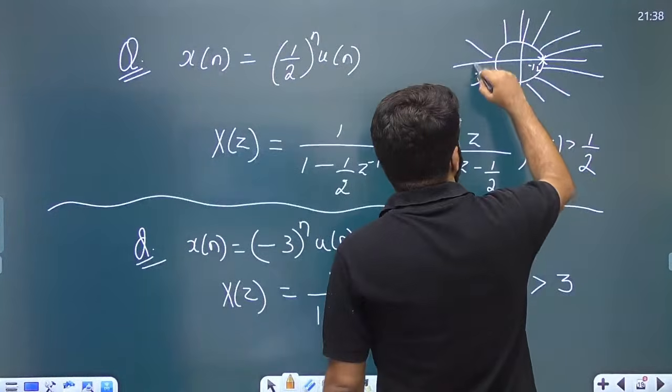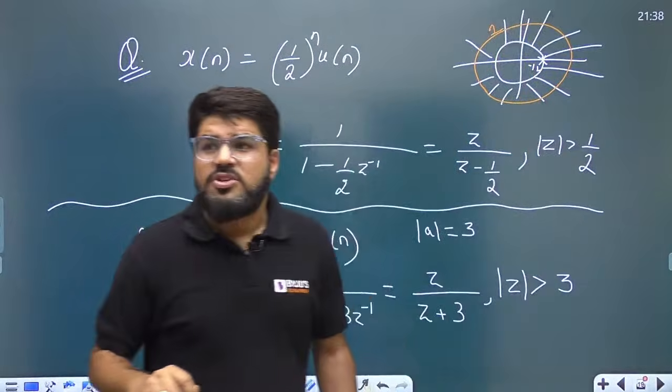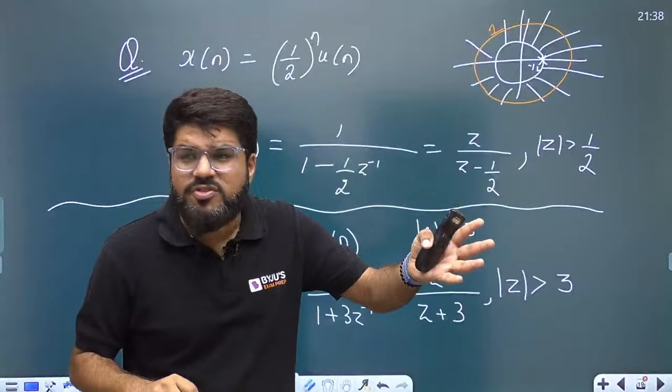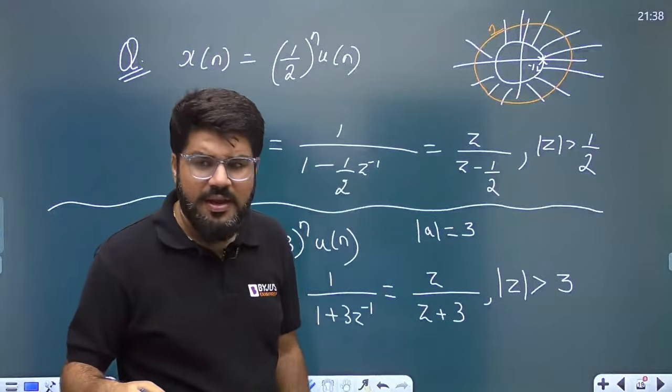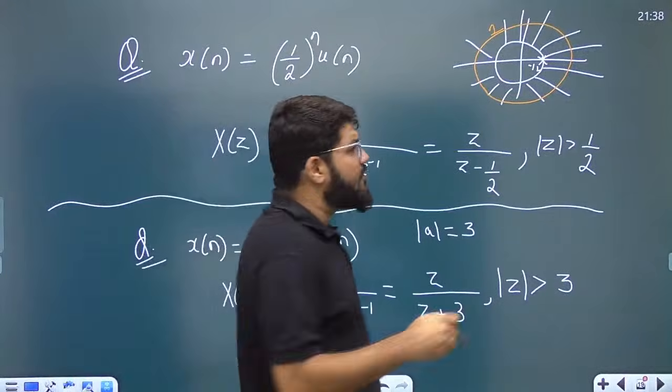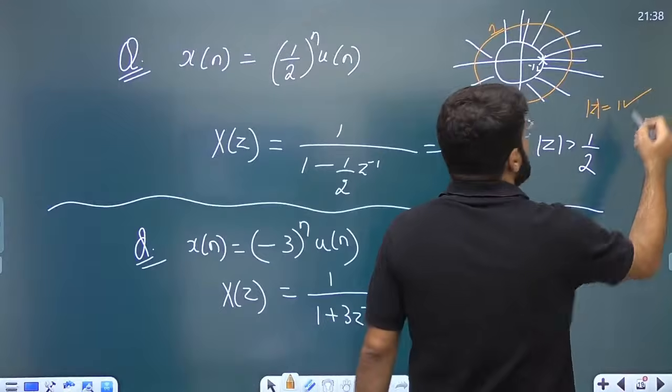Unit circle has the radius 1. So modulus of Z is greater than half, so modulus of Z can be equal to 1. Now any value greater than half is accepted. Right? Any value greater than half is accepted. So mod Z equal to 1 is acceptable.